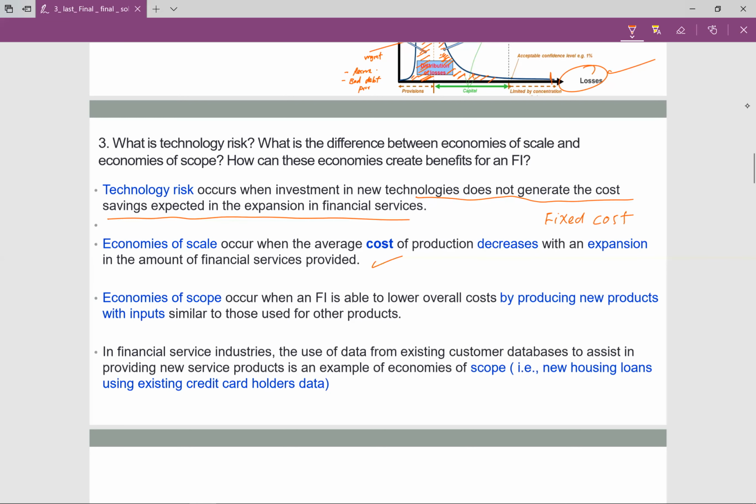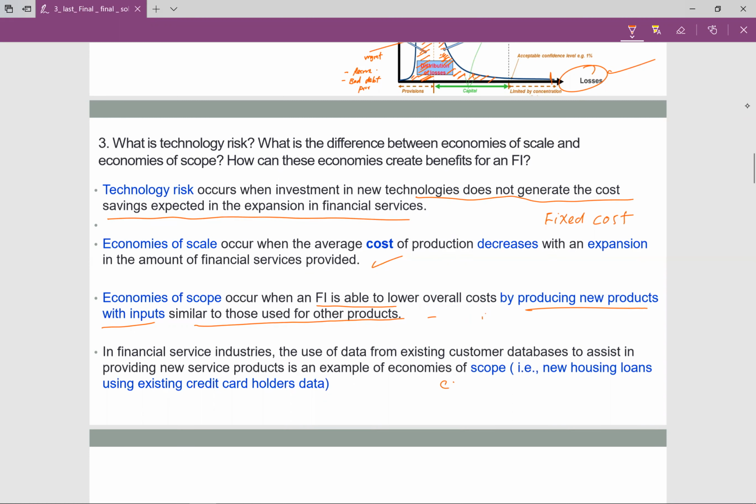So this is the question. Economic of scope occurs when a financial institution is able to lower the cost of producing new products, which is the information, with inputs similar to those used for other outputs. Please think about the credit card, and then I can produce from this information.